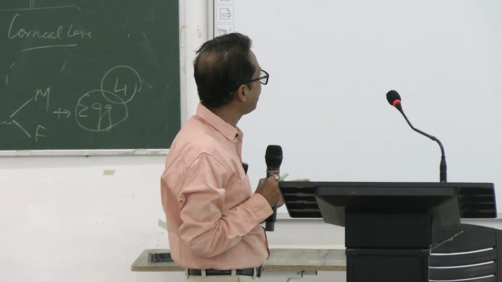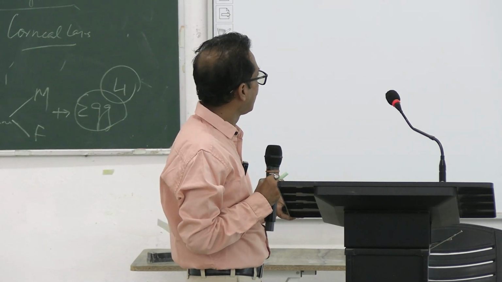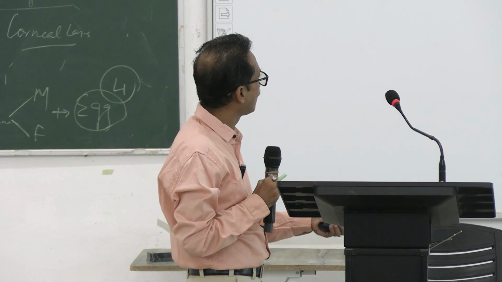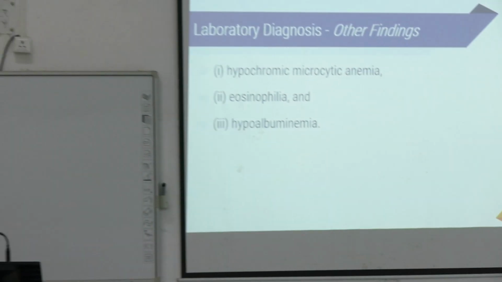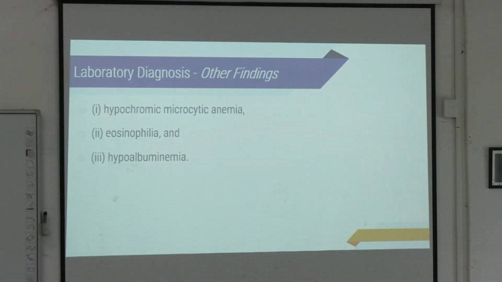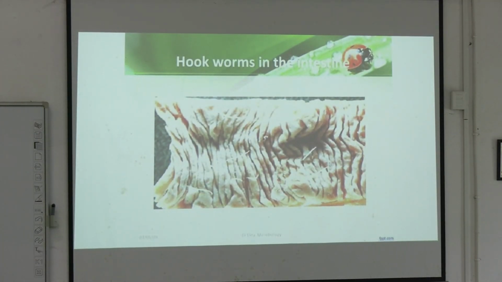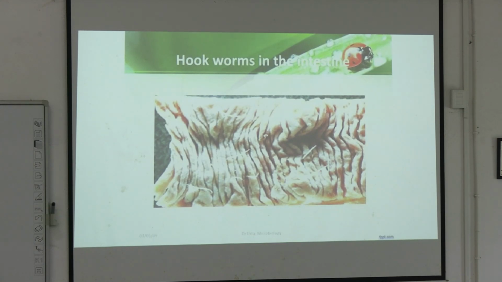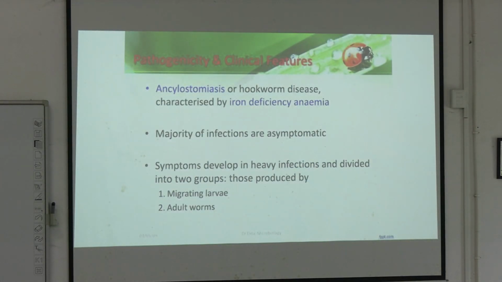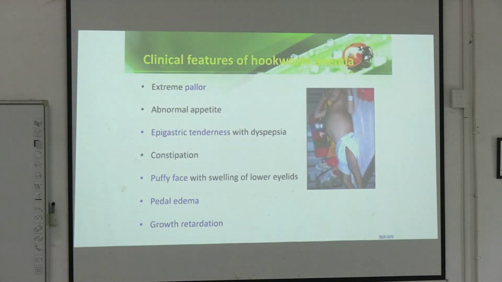Other than that, PCR can be done. Laboratory diagnosis: hypochromic microcytic anemia, eosinophilia, hypoalbuminemia. So this is the hookworm in the small intestine. The small hookworms you can see, these are the small hookworms in the intestine. Iron deficiency occurs from the migrating larva and adult worms.